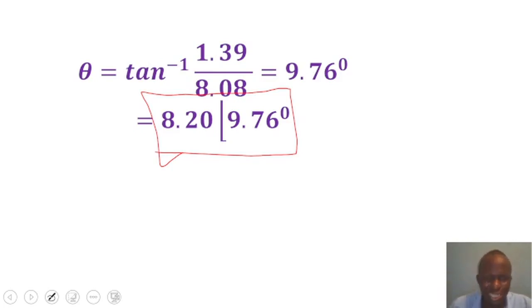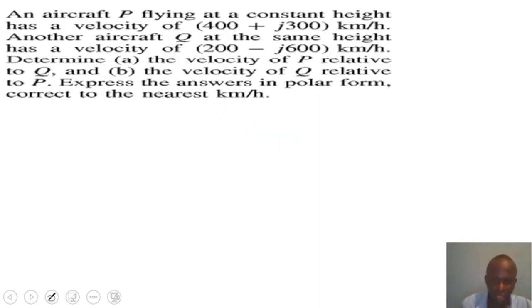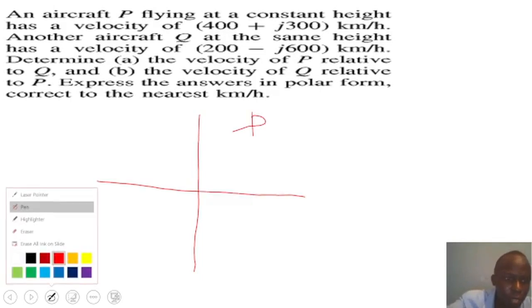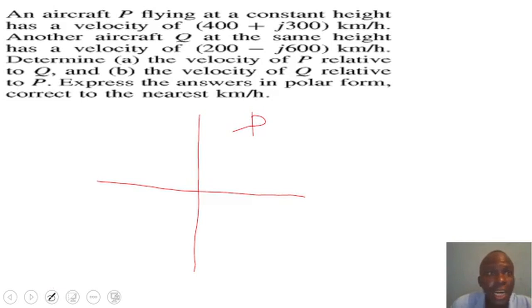Now let us go to this second comprehensive example. Here we are into a practical example, that is an aircraft. An aircraft P, flying at a constant height, has a velocity of 400 plus j300. So that is the velocity. So that is the plane P. And another aircraft Q, at the same height.